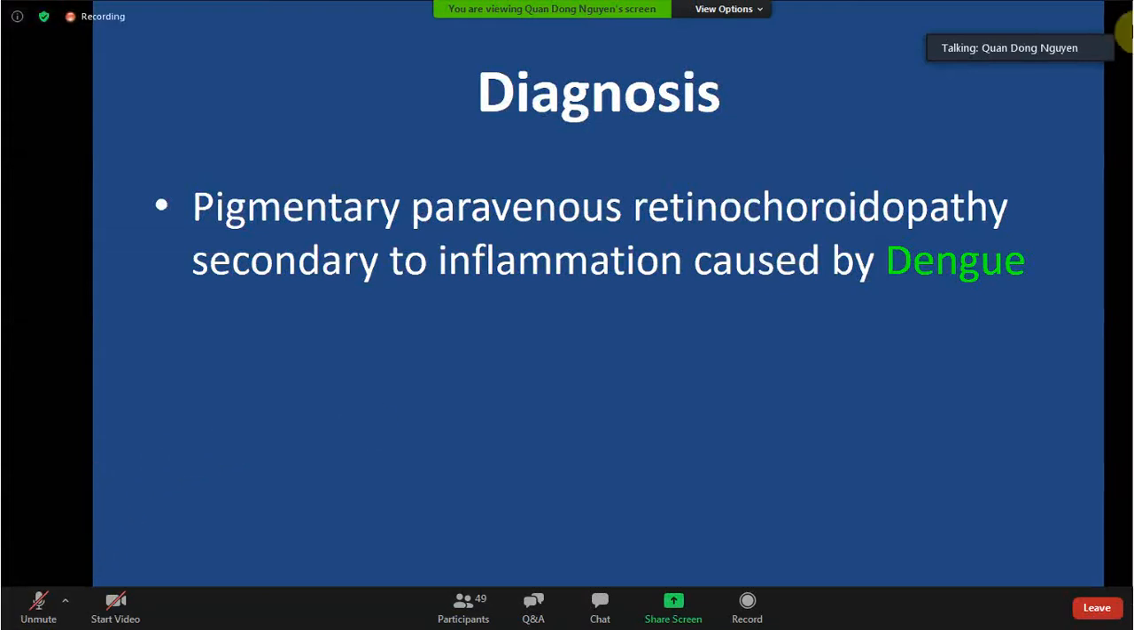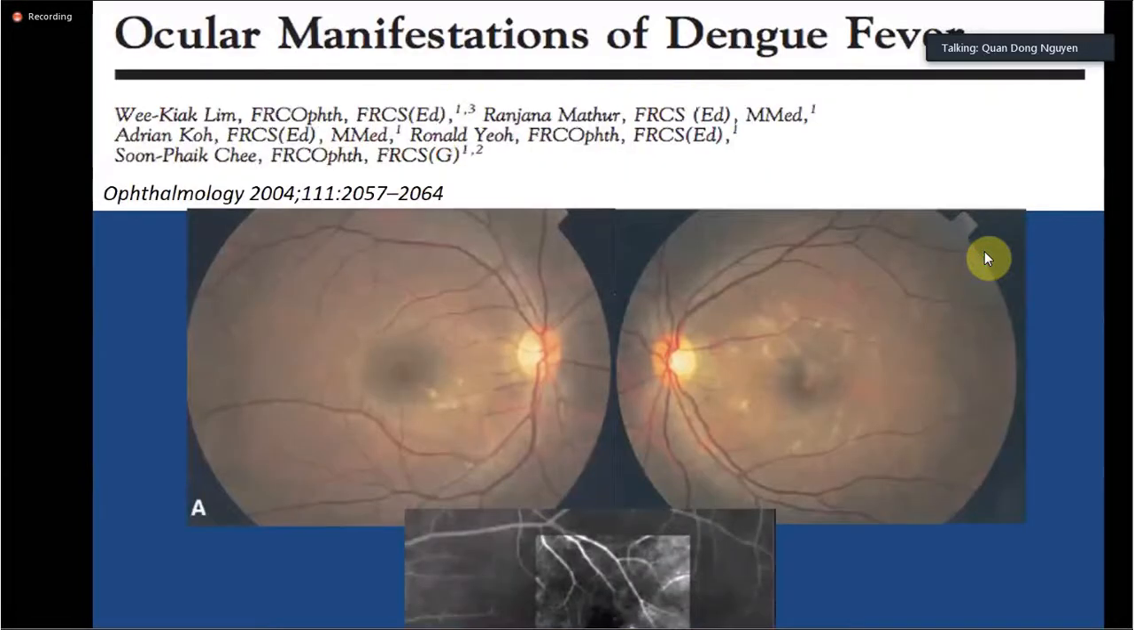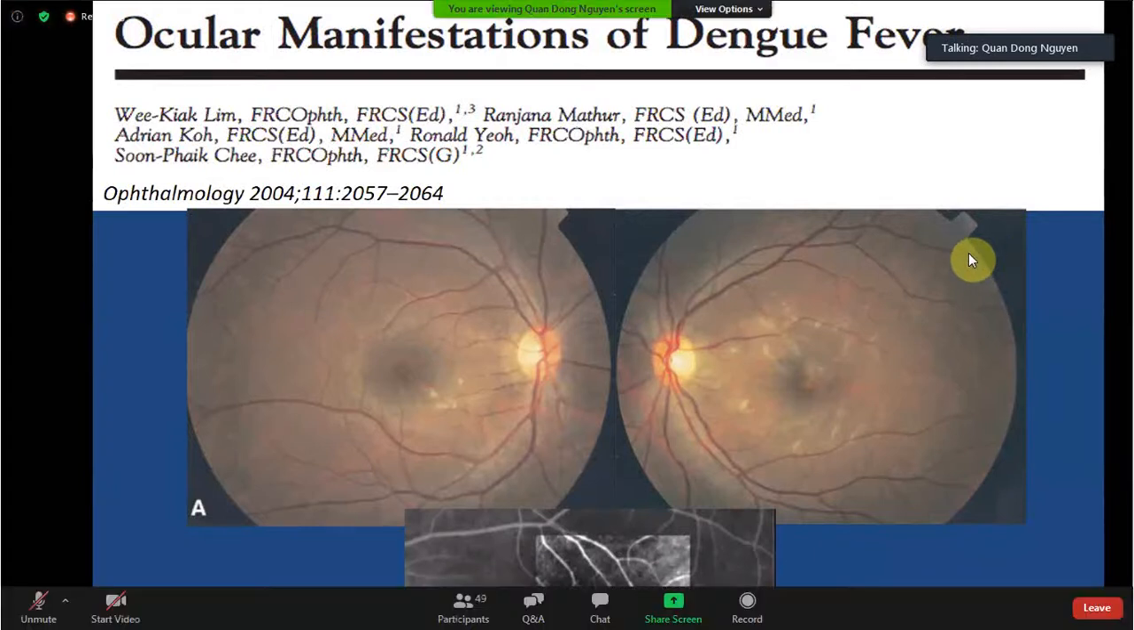So that's the reason why they respond actually well to the high dose steroid treatment that was given to this patient, and we'll go over it quickly now. This is the type of thing that has been described before. This is a group from Singapore who described this as the ocular manifestation of dengue fever. And as you can see in this photograph, in this paper that came out in Ophthalmology, the finding along the posterior pole has that type of perivenous sheathing that we saw.